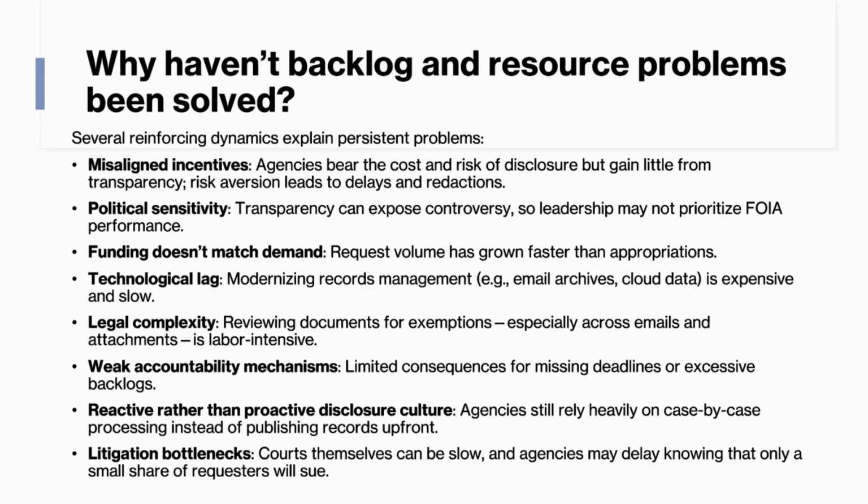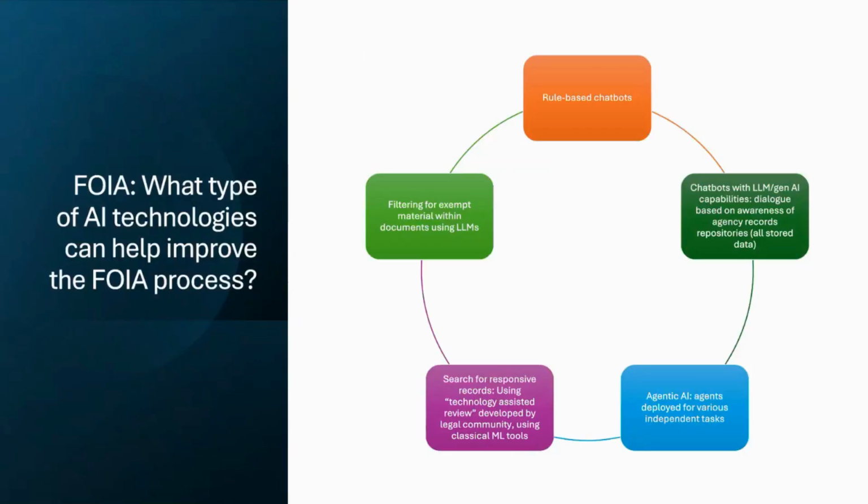And I have another slide here, why haven't backlog and resource problems been solved? The first two are, well, particularly these days with this administration, cutting FOIA offices, firing chiefs of FOIA. There's an obvious thing going on about wishing less transparency. That's my own viewpoint. But the key, I think, is technological lag and legal complexity in terms of figuring out how to review documents. It's so labor intensive. And so that's where AI comes in. Okay, now I will pivot to AI.